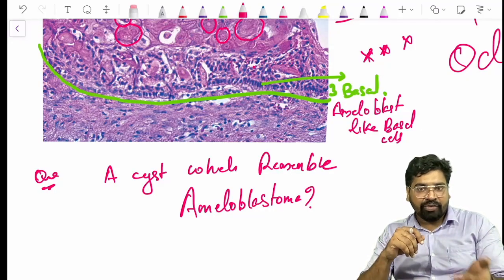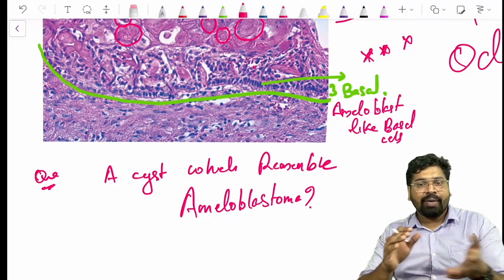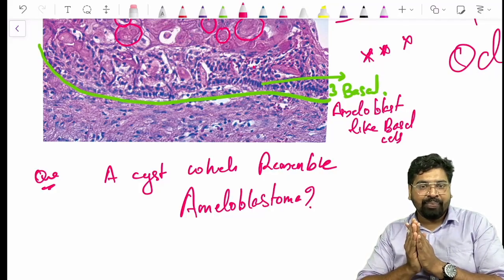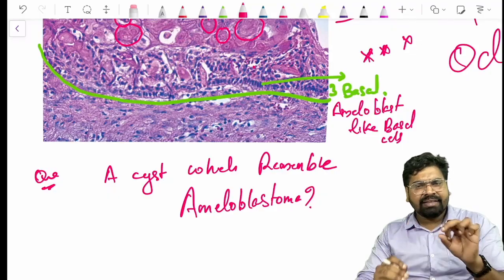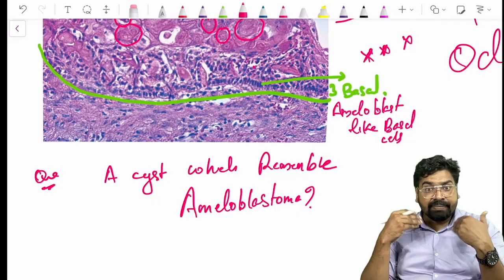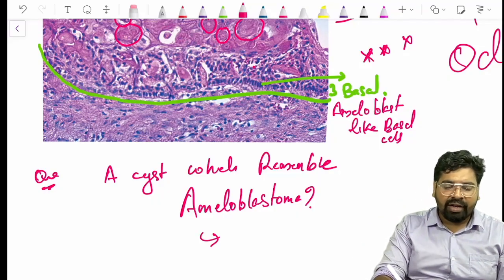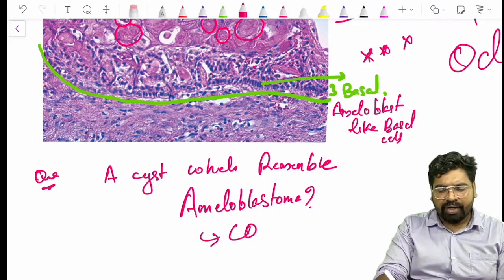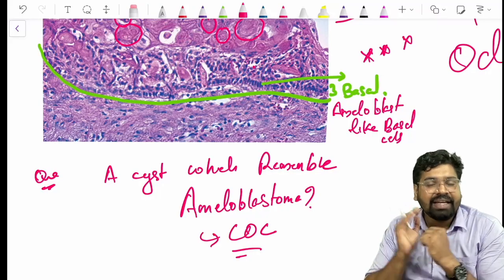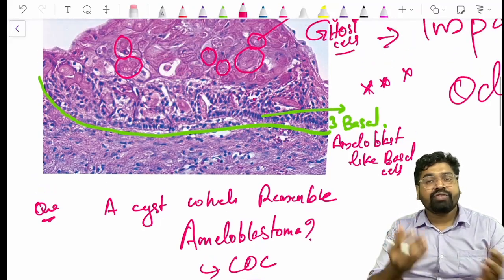You can see the video of ameloblastoma. We will discuss ameloblastoma, so you can see that video and see how ameloblastoma looks. The same type of lining you can see here. So this is a cyst which is resembling an ameloblastoma. The question was a cyst which resembles ameloblastoma. Your answer should be COC because of the basal lining, because of the stellate reticulum, and you have extra what you see, ghost cells.